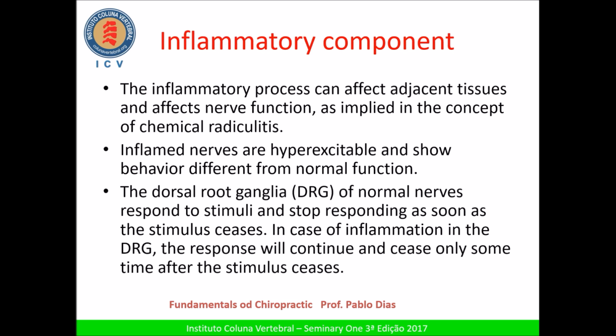The inflammatory process can affect adjacent tissues and affect nerve function, as implied in the concept of chemical radiculitis. Inflamed nerves are hyperexcitable and show behavior different from normal function. The dorsal root ganglia of normal nerves respond to stimuli and stop responding as soon as the stimulus ceases. In case of inflammation in the dorsal root ganglia, the response will continue and cease only some time after the stimulus ceases.